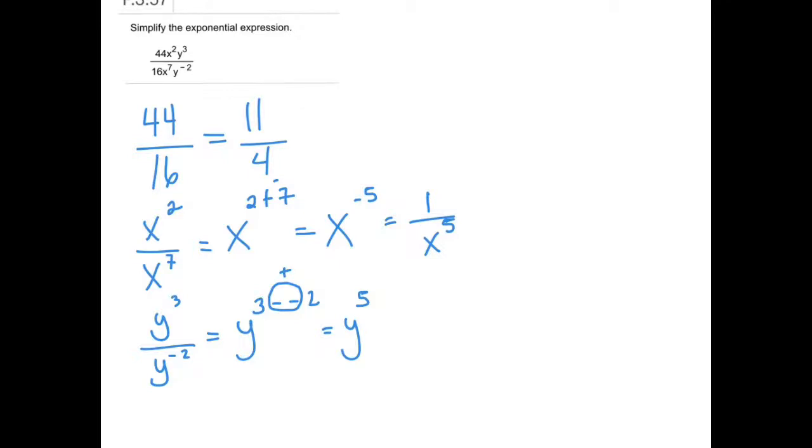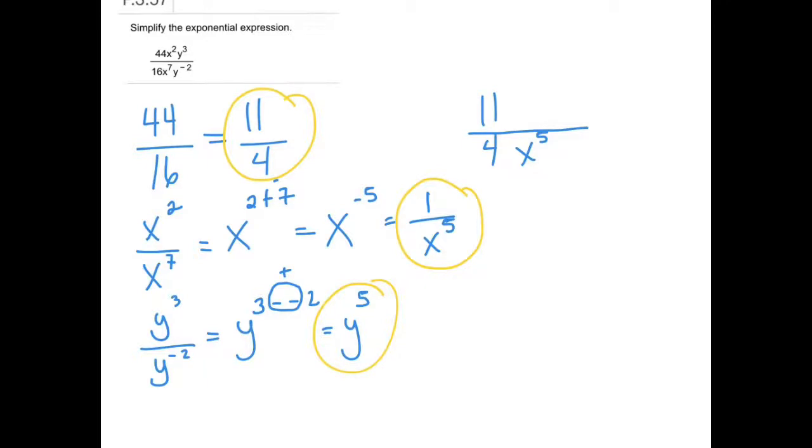Now my job is to put this all together into one expression. So what I'm going to do is start off with a fraction. And the start of my fraction is going to be this 11 over 4. Then I'm going to input this 1 over x to the power of 5. And to do that, I don't have to put 1 on top. I can just put x to the power of 5 like that. And lastly, I have y to the power of 5, so I'm going to put that up at the top. So my answer is going to be 11y to the power of 5 over 4x to the power of 5, my simplified expression.